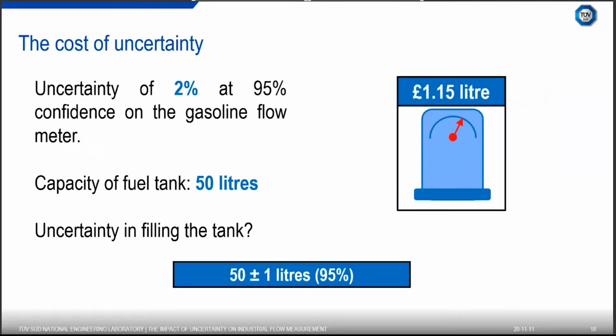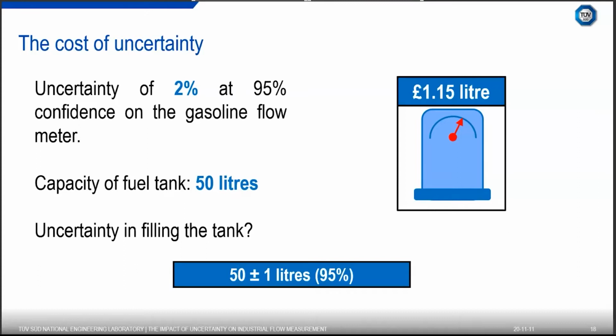A more relatable example for us possibly is the uncertainty at petrol stations. So an uncertainty of 2% at a 95% confidence level, and assuming a tank of 50 litres, the uncertainty in filling the tank would be 50 plus or minus 0.1 litres at a 95% confidence level. So this essentially means that we've got 95% confidence that the volume of petrol or diesel, whatever you fill your car with, is between 49 and 51 litres.